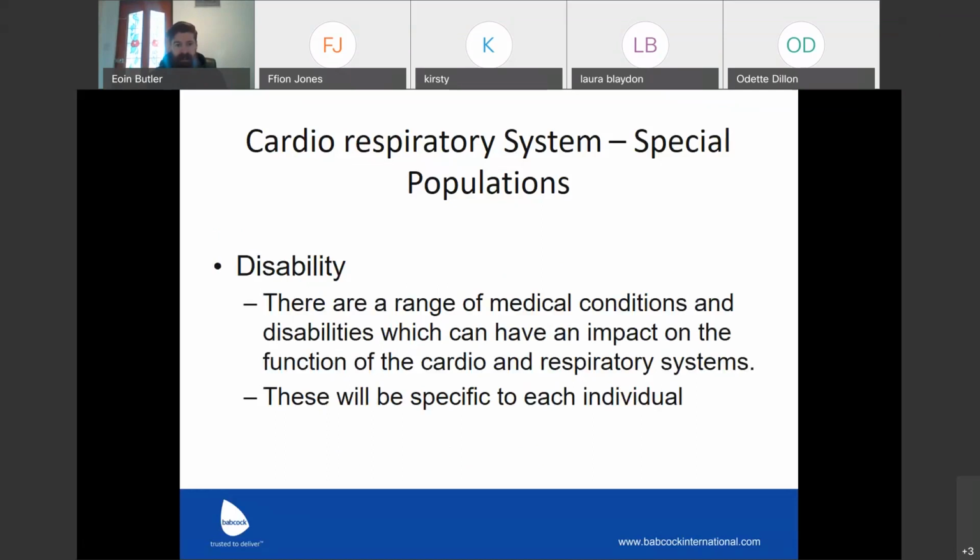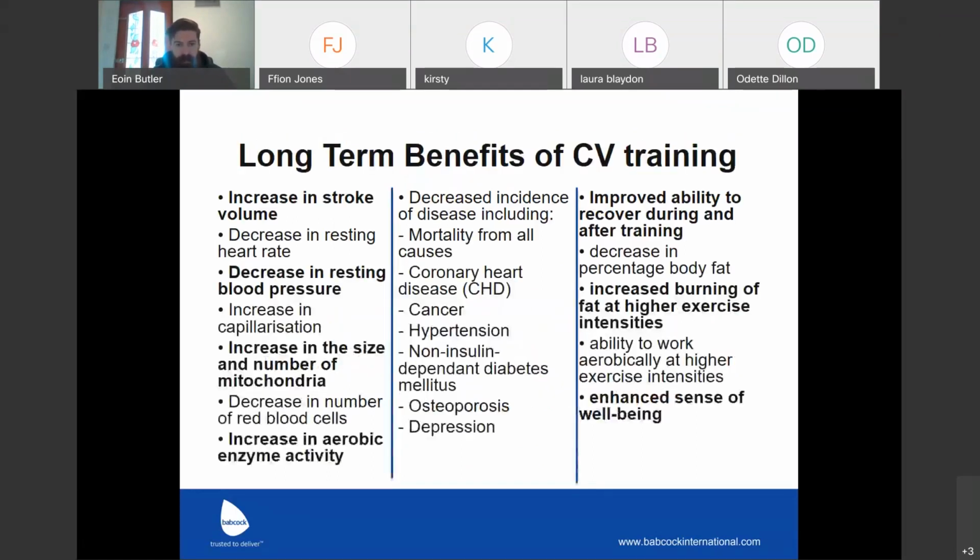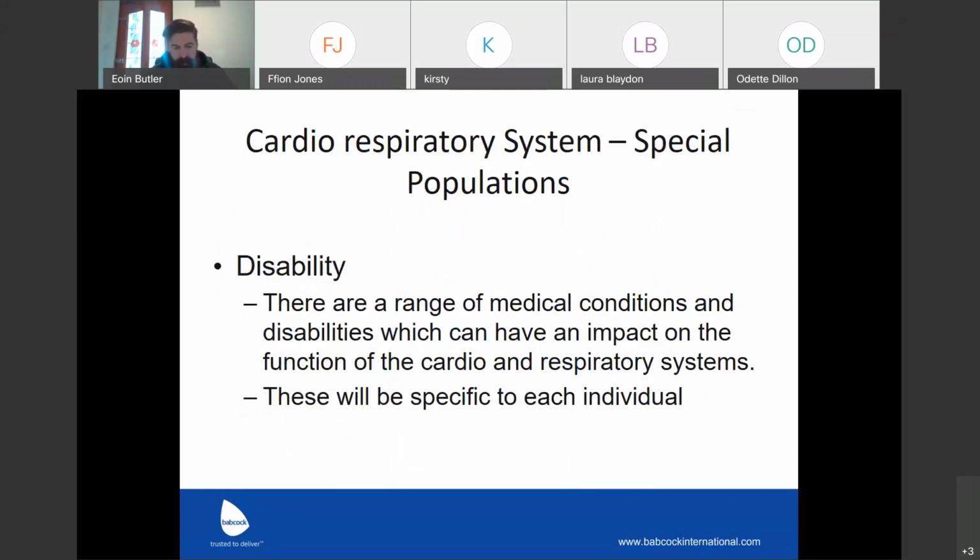And then with disabilities, there are a range of medical conditions and disabilities which can have an impact on the function of the cardiorespiratory system. This will be specific to each individual. So rather than me going through loads and loads of different disabilities here, my advice is that you look at the disability in particular, get as much information as you can on that disability and how the cardiorespiratory system is affected by it, and get extra advice, refer them or get information from their medical professionals involved as to what they can and cannot do within a cardiorespiratory exercise program.